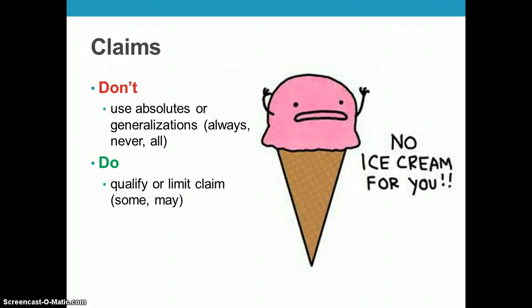When you're writing your claims, you always want to avoid, look, I use absolutes, but you really want to avoid using absolutes or generalizations. Rarely are things always true or never true or true for all people. So try to be a little bit more reasonable and limit your claim in some way by qualifying it. So saying some people think this or some people may think this. It kind of incorporates some doubt into your thesis, but it makes it a little bit more reasonable and it shows that you're thinking that there might be some people that it doesn't fit. So it shows that you are a little bit more reasonable as an author, as a source.